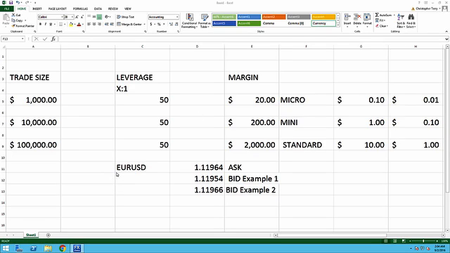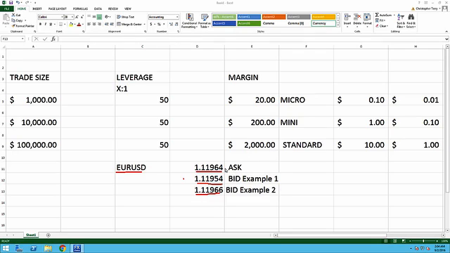We have an example of the EUR/USD. Remember we talked about the ask and then the bid. What I did also was give a second example of a bid. Okay, so let's just pretend this is the ask and this is the bid, this is the ask and this is the bid.